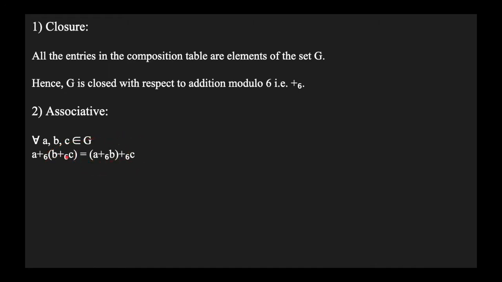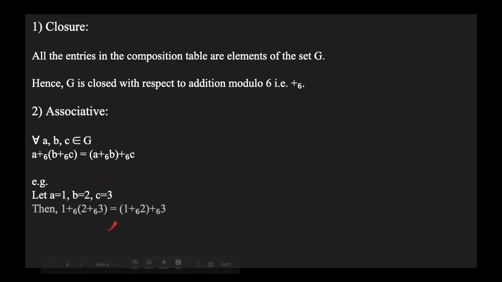So let us consider one example. Let a equal 1, b equal 2, c equal 3. Then we need to prove both sides are the same. First consider the left side: 2 addition modulo 6 and 3, that is 5. 5 divided by 6, the remainder is 5. Now 1 plus 5 is 6, and 6 divided by 6, the remainder is 0. So the answer here is 0.